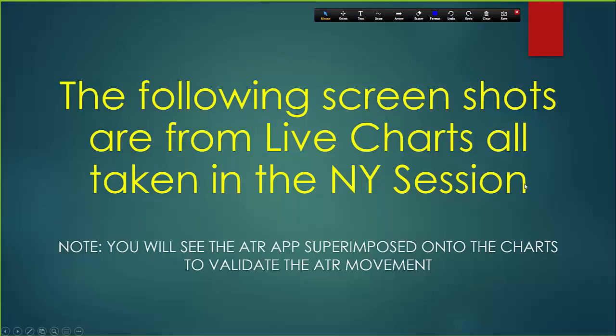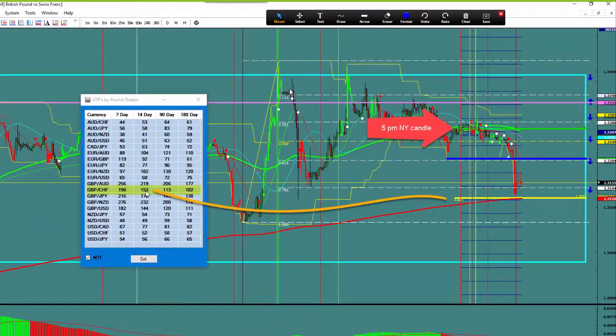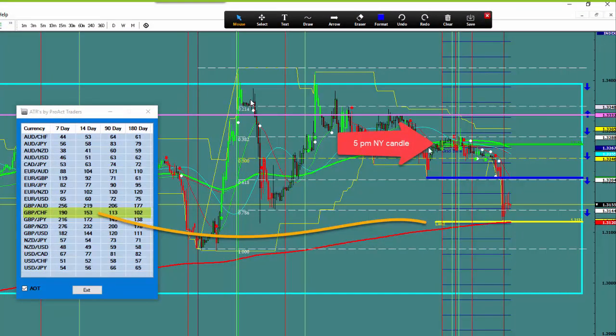So the following screenshots are all from live charts, all taken in the New York session. So you're going to see the ATR app superimposed onto the charts. It's there just to show you that we can validate that the ATR actually did that, okay? So here's the ATR. This one had 153 pips, okay? The 5 o'clock candle was there. Where did it go? To the ATR. That's right. And then it bounced off it. See, they exited right there. Why did they exit? Because they know exactly where it is.